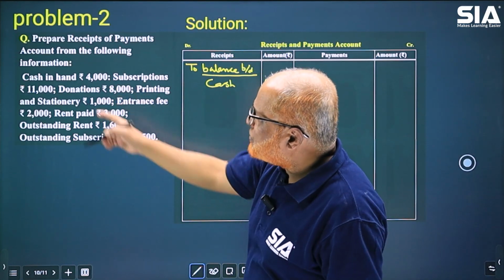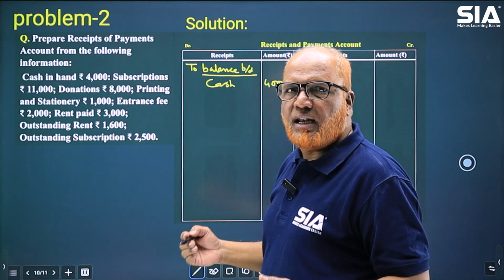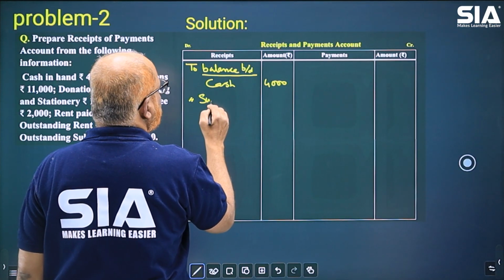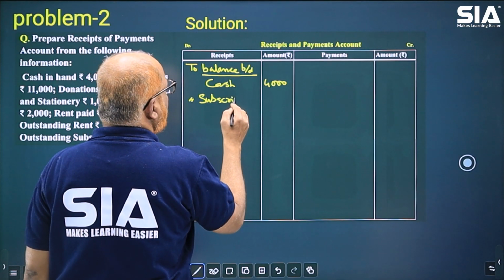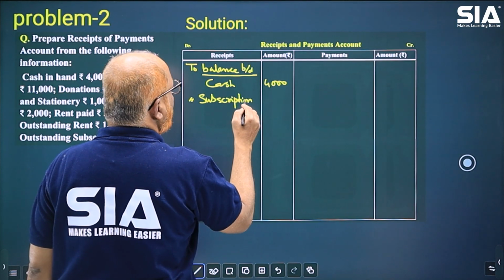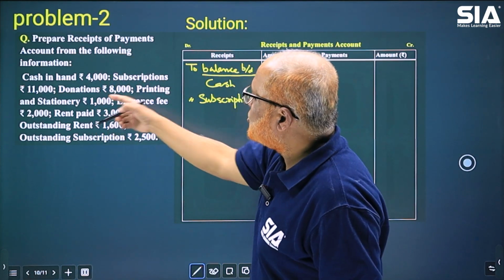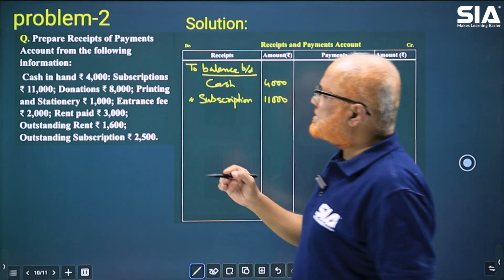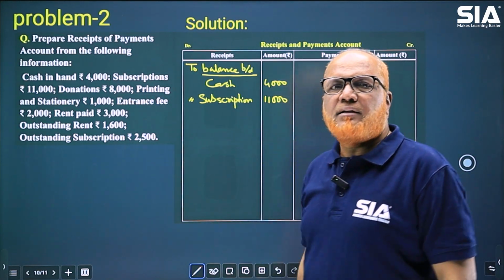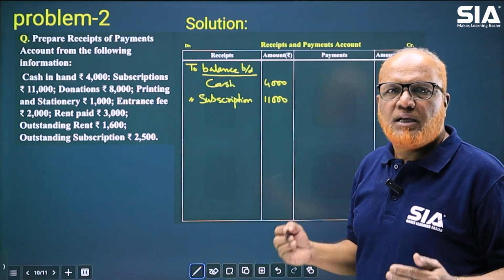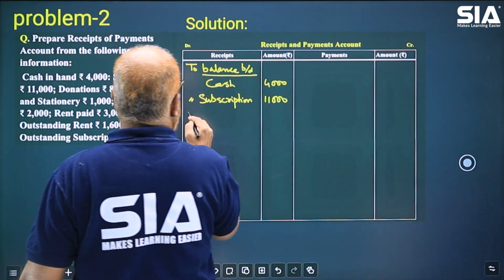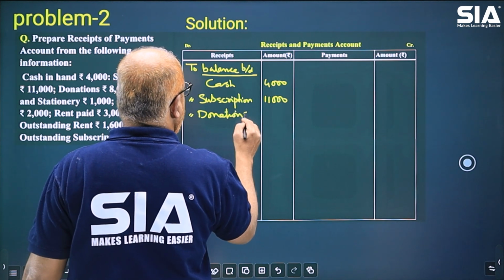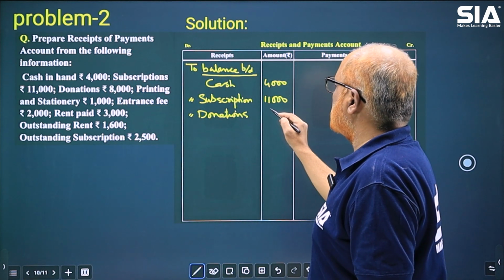Right? Then subscription 11,000. Subscription is an income, so on the debit side we will take it to subscription. Subscriptions received, how much? 11,000. That's it. Next comes donation 8,000. That is also one of the receipt incomes. So donations. I have taken donations 8,000.